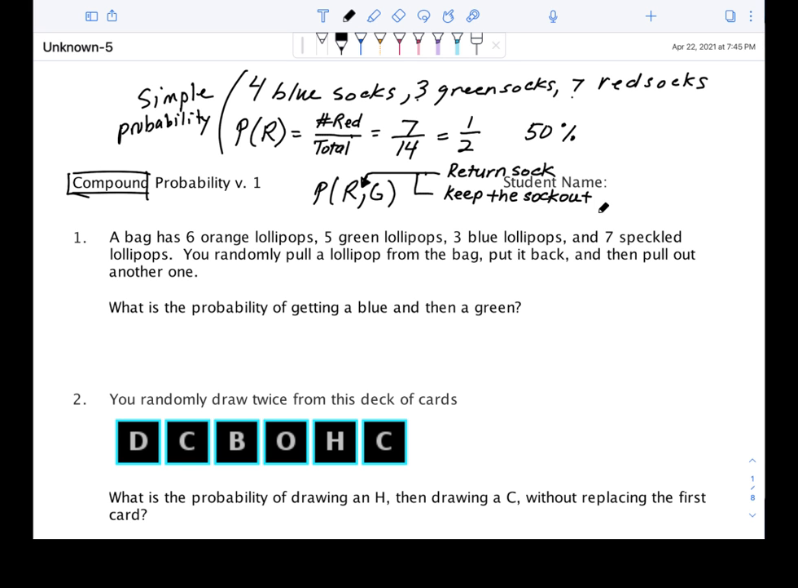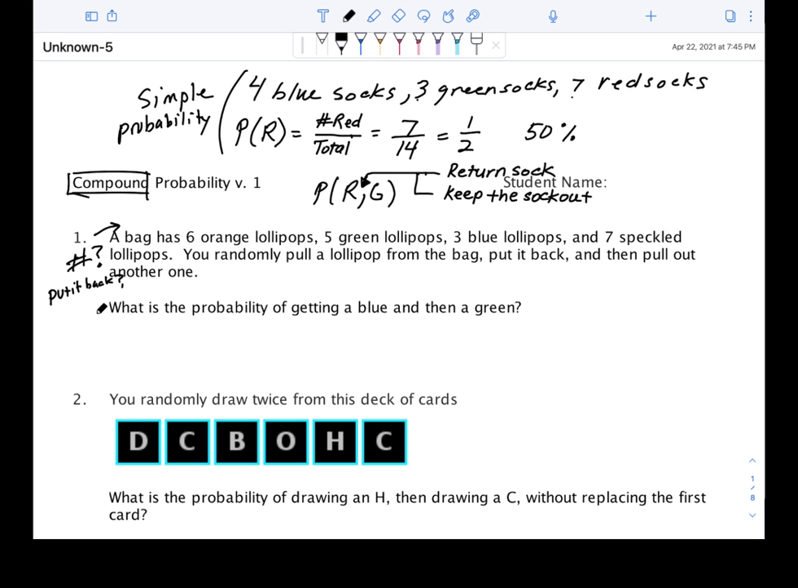A couple things I'm going to say. How many do we have? How many lollipops do we have? That's the first question I'm going to ask every time after I read the whole thing. The second question is, what do we do in between? Do we put it back? That is the next question, and the answer to that will then determine the probability.